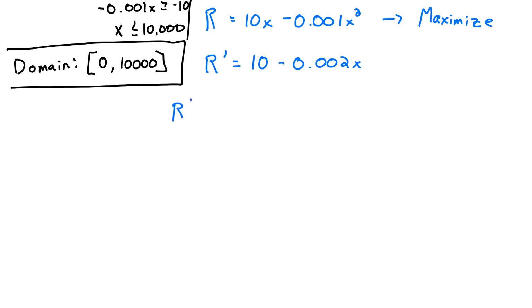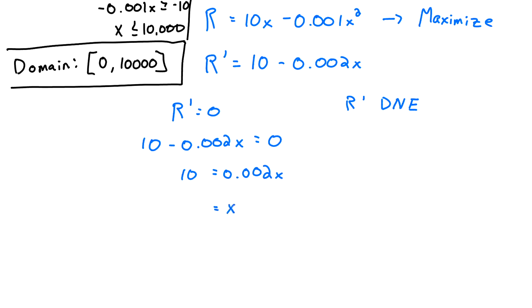I want to find places where r prime is equal to 0 and places where r prime does not exist. If r prime is equal to 0, we'll have 10 minus 0.002x equals 0. If we solve this for x, we'll have 10 is equal to 0.002x. So that means that x is equal to 5,000 here. And I want to make sure that critical number is included in my domain. In this problem, yes it is. x equals 5,000 does live between 0 and 10,000.